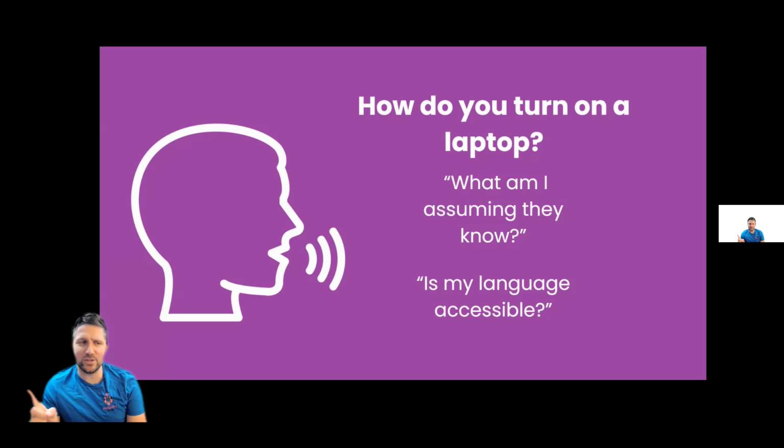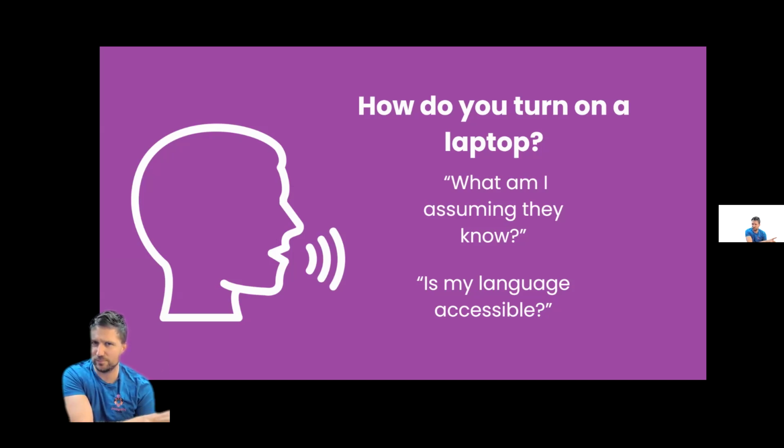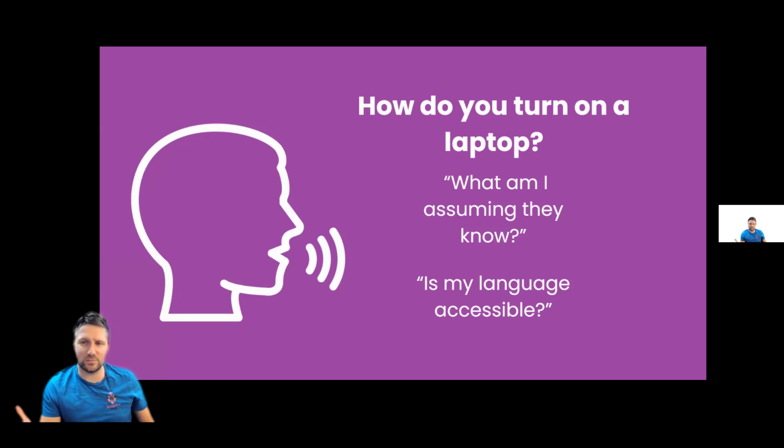Have we assumed they know what happens when a laptop turns on? Have we said to them, you'll know it's on when you see this screen? Have we defined what on actually means? Is it just turning on as soon as a light comes on? Is it when the screen is on? Is it when I'm actually using it? Have we made all those assumptions?